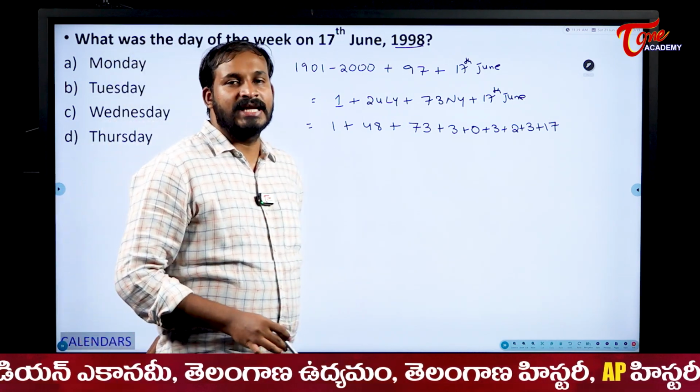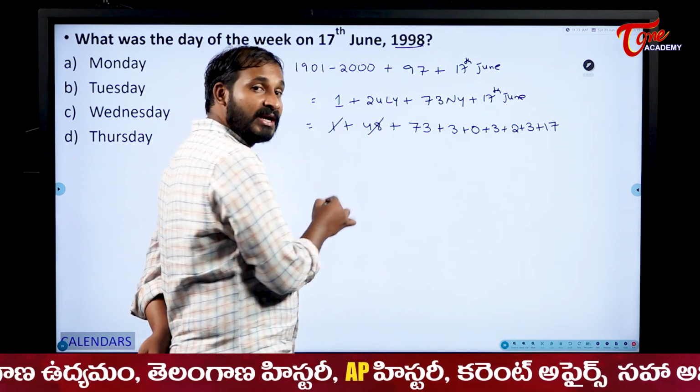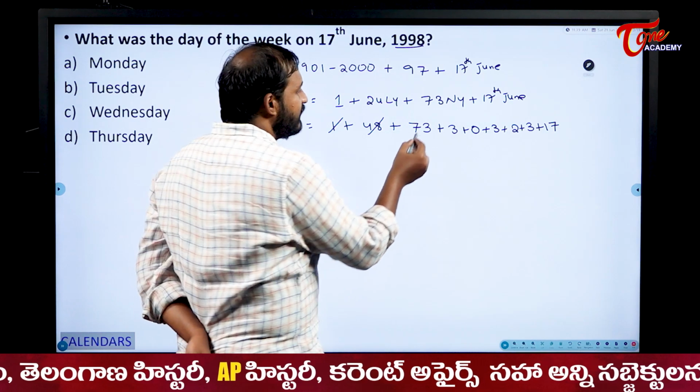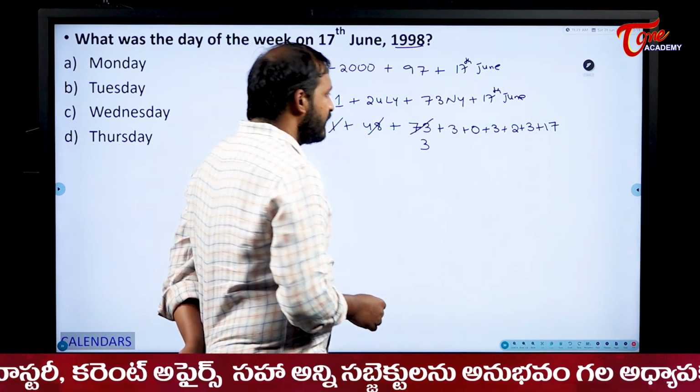Okay, now I will cancel the 7 sum here, students. 48 plus 1, 49, right? Multiple of 7, cancel it. 73 means 70 is a multiple of 7. I will be left with what? 3. Next, see here.